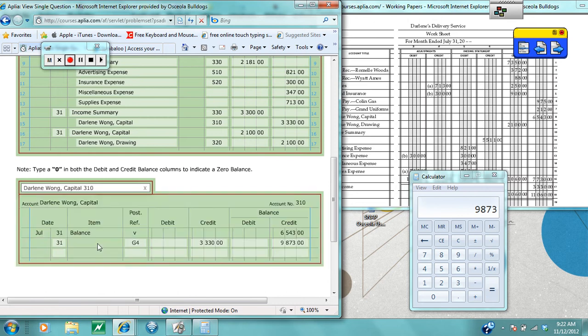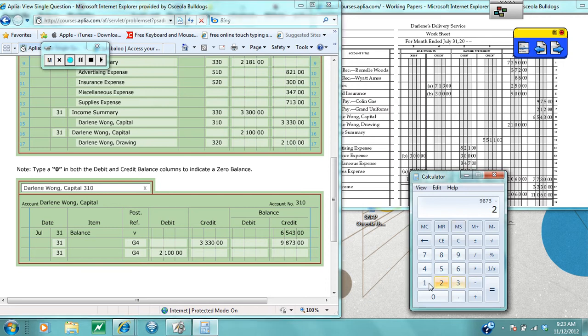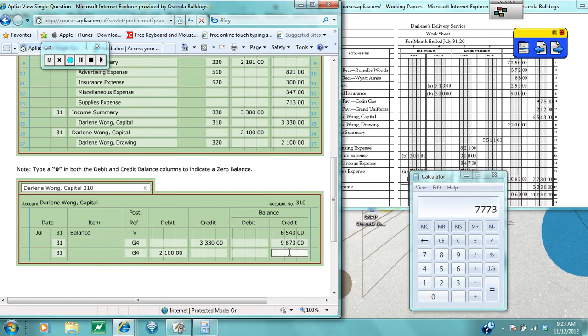So, here's capital. I put 31st. G4. Now, you're not closing out this capital account. You're closing out the drawing. It's being debited for $2,100. A lot of people try to mess up and they try to close out capital. You never, ever, ever close out capital. Please. Please. So minus $2,100 equals, ooh, cool, 7773. Take that account number, put it in there.